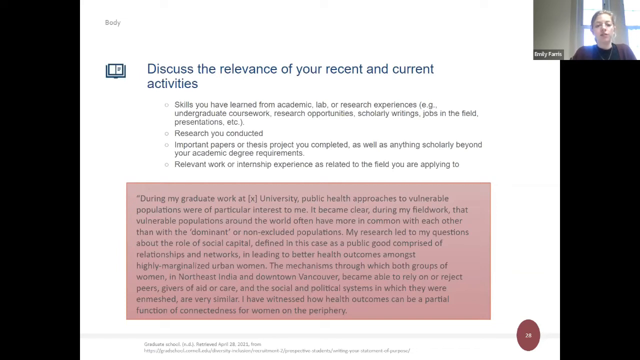This could also include important papers or a thesis project that you did, or any relevant work or internship experience. All of those are aspects that you could include that would demonstrate that you've shown interest in this field before and that you have experience to bring to the program.